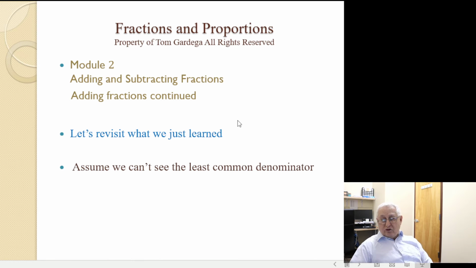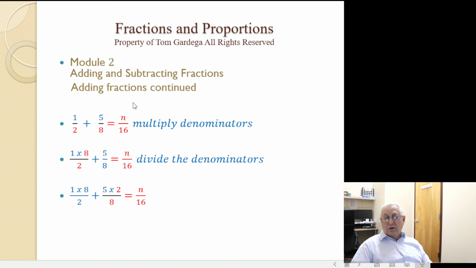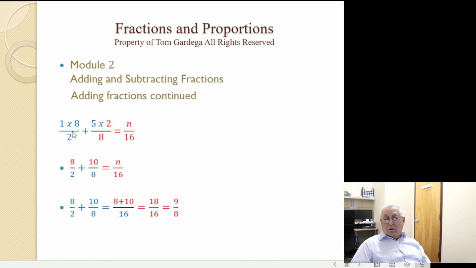Let's revisit what we just learned. Assume we can't see the least common denominator in the same fractions. So rather than struggle, we just multiply the denominators. 2 times 8 equals 16. 2 divides into 16 8 times. 8 divides into 16 2 times. So we have 1 times 8 plus 5 times 2. 1 times 8 equals 8. 5 times 2 equals 10.